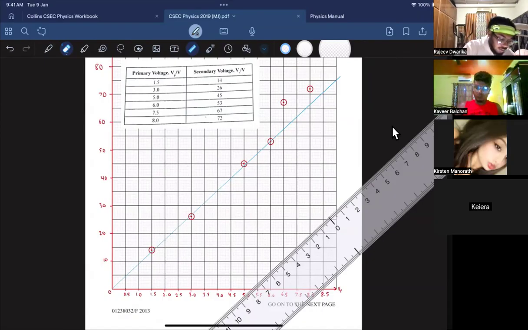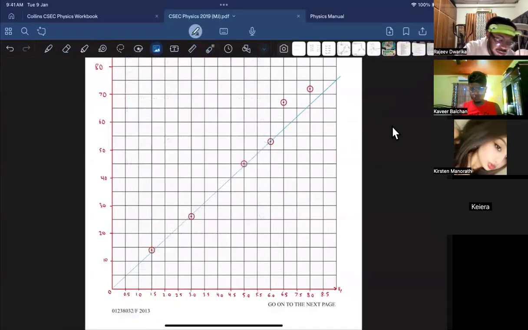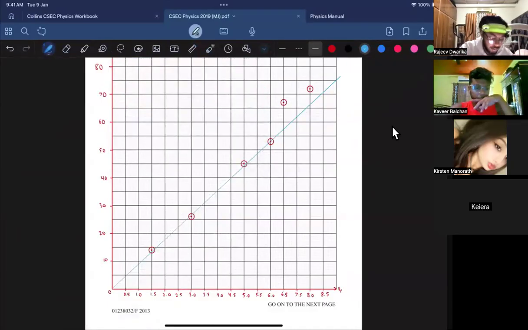Next up, we need to find the gradient. Justin, to find the gradient, how many points do we need? What's the minimum amount of points we need? 2. What's the easiest point to take from this graph? Now, let me explain something explicitly. When you plot a graph in physics, you cannot use the points that were given. You need to read off points from the graph directly. You can't do that.